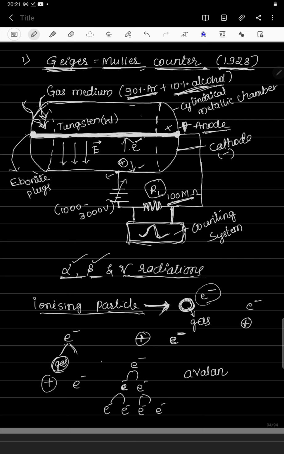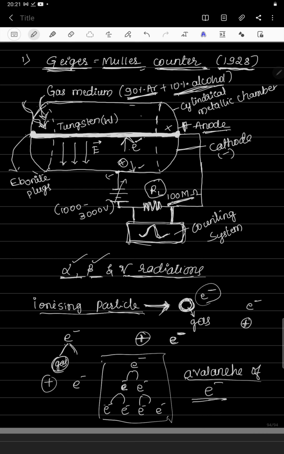As a result, an avalanche of electrons is produced during the motion of the electrons towards the anode. So towards the anode, a number of electrons are produced. One electron causes a number of electrons, and that phenomenon is called an avalanche of electrons.